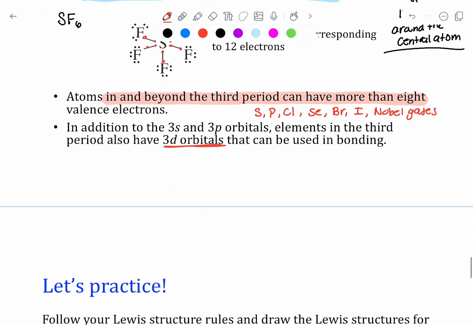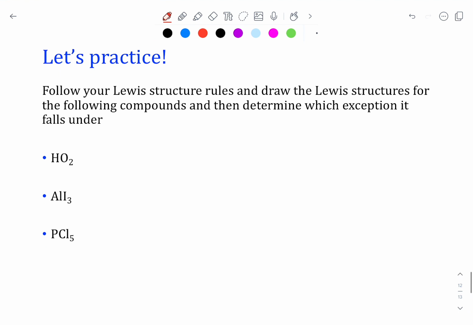Okay, so let's look at a few of these. Let's follow our Lewis structure rules and draw the Lewis structures for the following compounds, and then determine which exception it falls under. So exception 1, 2, or 3. 1 being incomplete octets because there's not enough electrons, 2 being incomplete octets for free radicals, and 3 being expanded octets. Okay, so first we have HO2.